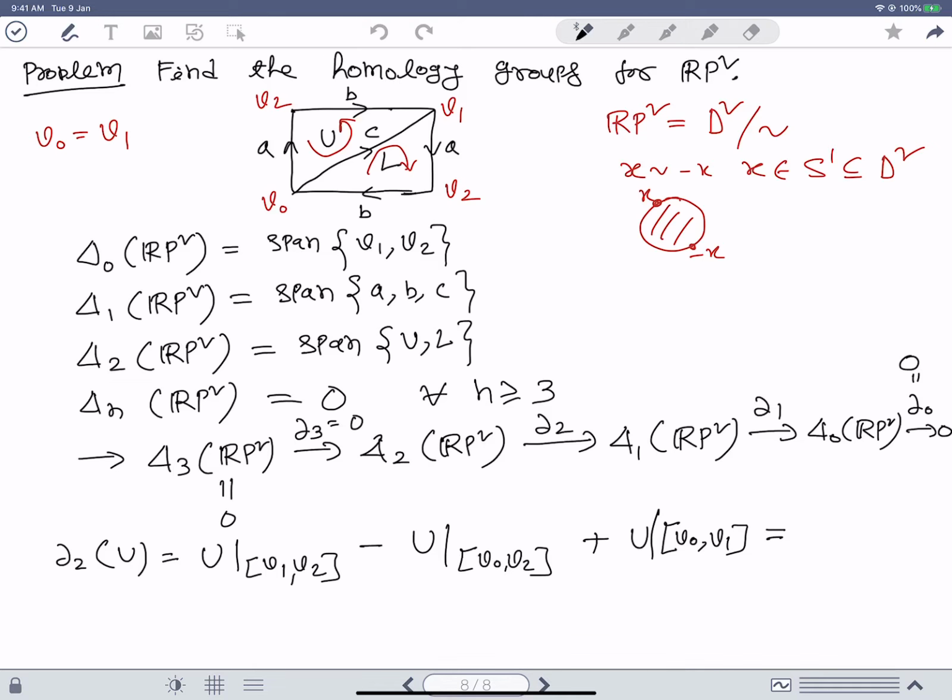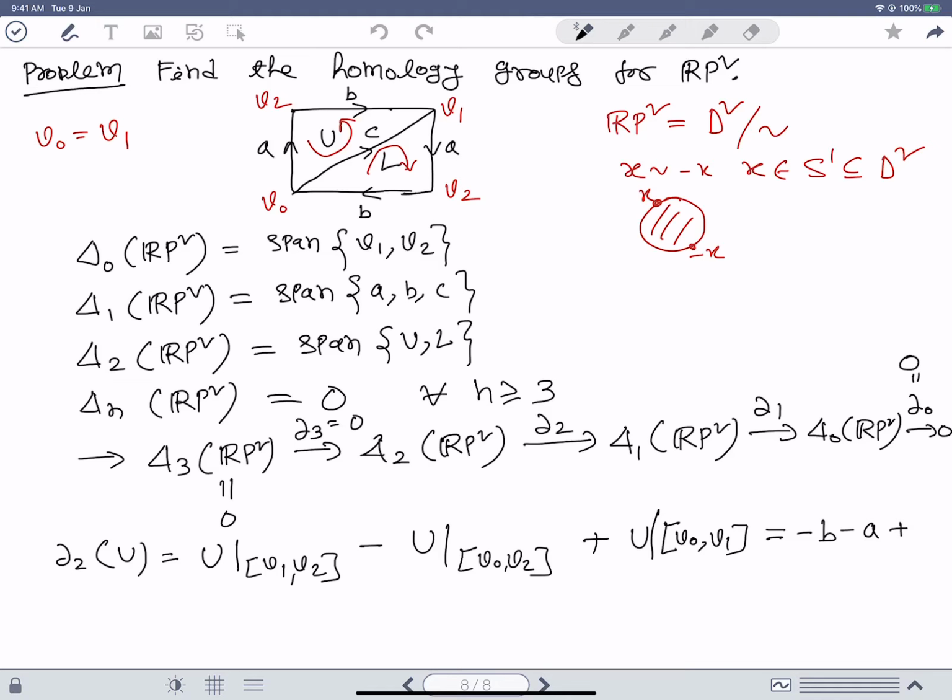Now what is U restricted over V1, V2? This is my V1, V2. The direction of this edge is V2 to V1, so we have a reverse direction, so we have to write here minus b. Now what is V0, V2 in U? This is V0, V2, that is a. So positive a, but we already had a minus sign, so it will be minus a. Then what is plus U V0, V1? This is this direction, c, so it will be plus c.